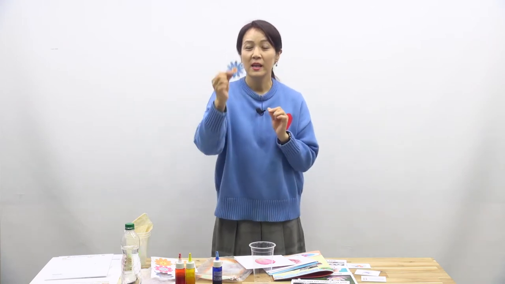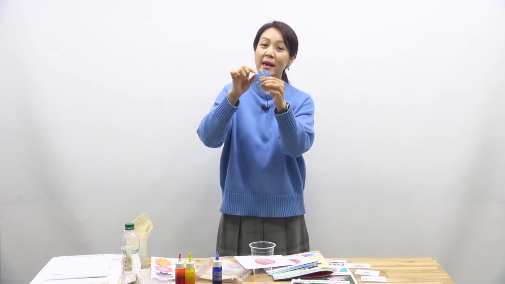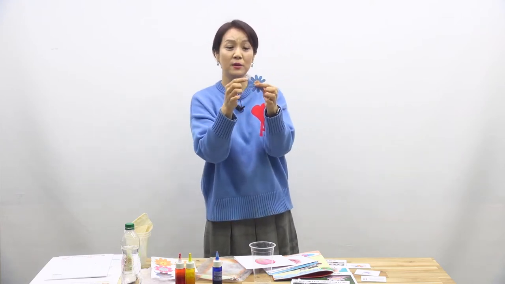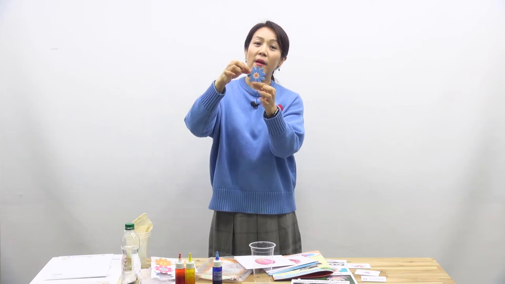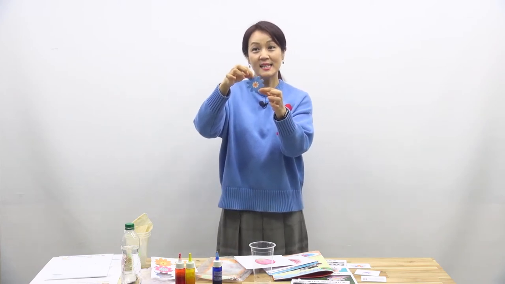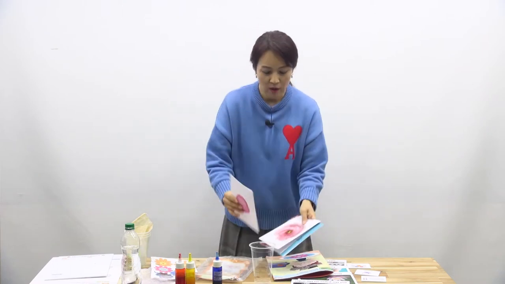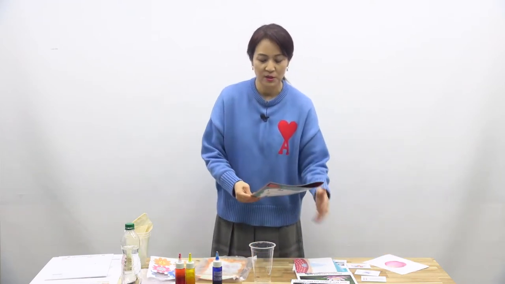Can you repeat after me? Flower, flower, and petal. Good. Petal. How many petals? Can you count how many petals? 1, 2, 3, 4, 5, 6, 7, 8, 9, 10. 10 petals. We say a flower has petals, right? Flower has petals. So you can repeat after it with your students. That will be great for your students to understand about petal.